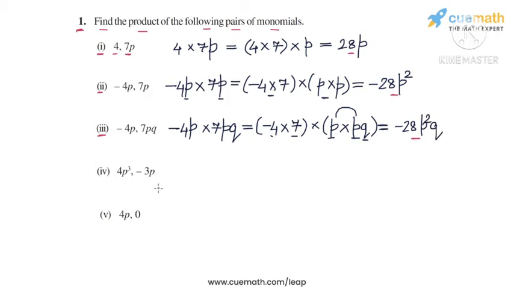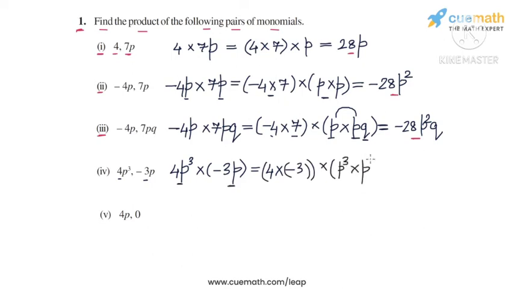In the fourth part we have 4p cube minus 3p. So 4p cube into minus 3p. We multiply the coefficients separately. So 4 into minus 3, these are the coefficients, and then the variable parts are p cube and p. So we have p cube into p. 4 into minus 3 is minus 12. So we get minus 12 as the coefficient, and p cube into p is p to the power 4. So we get minus 12 into p to the power 4. This is the product in part 4.